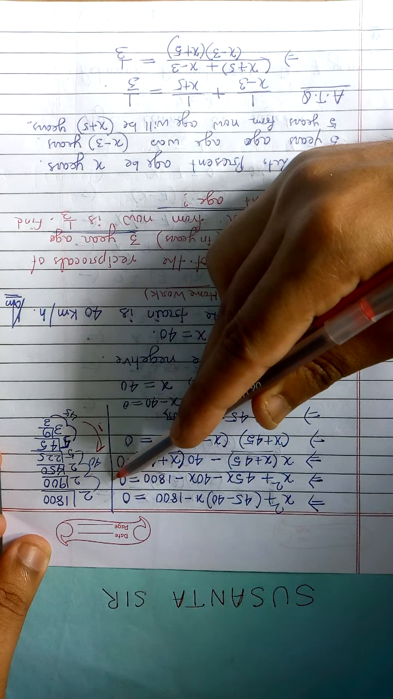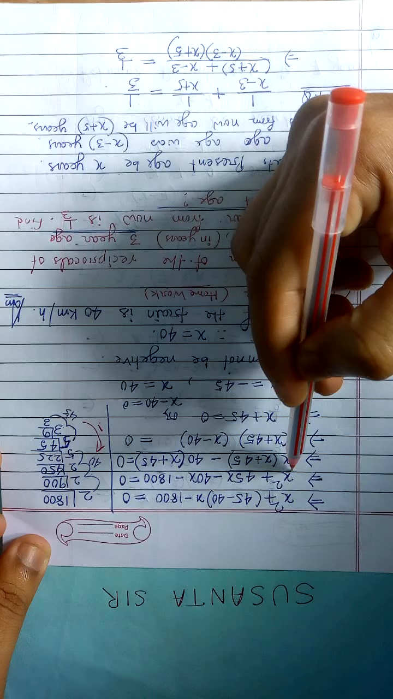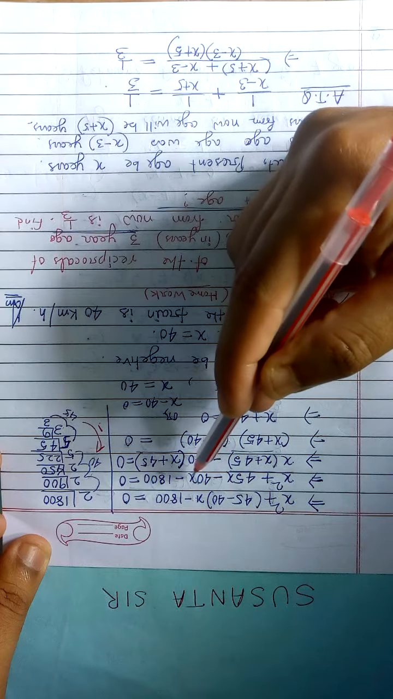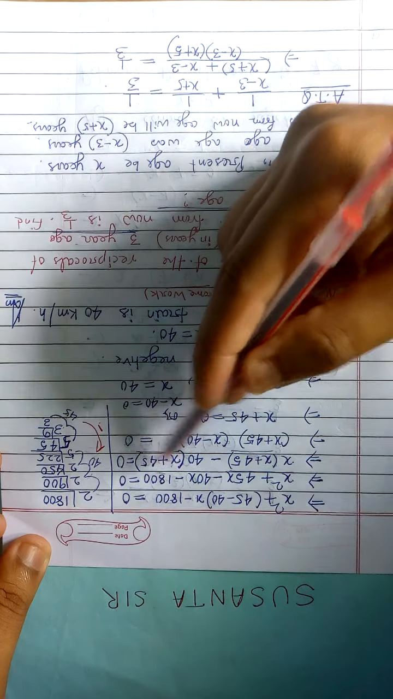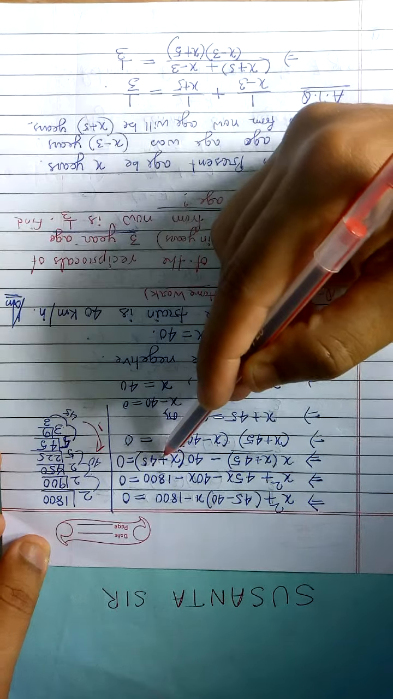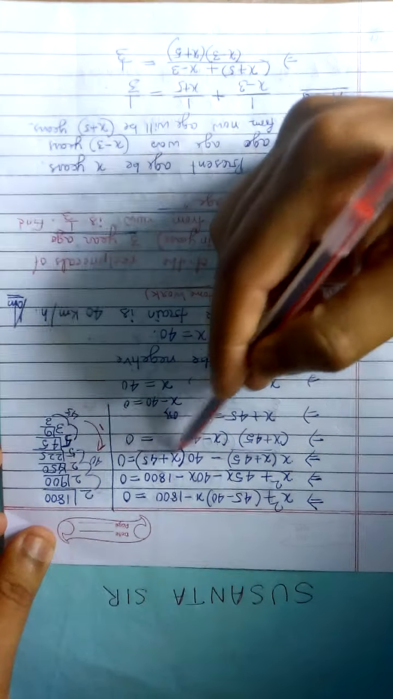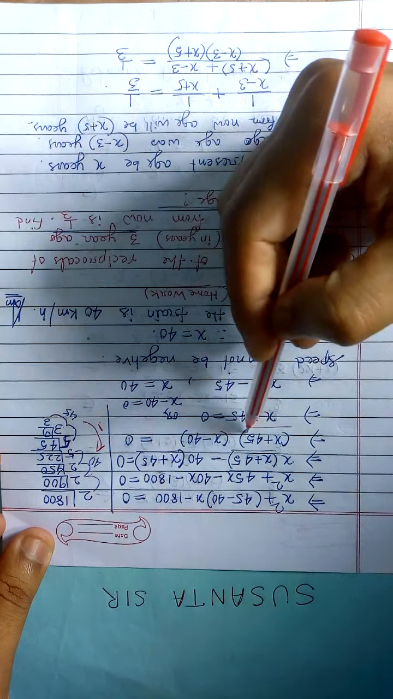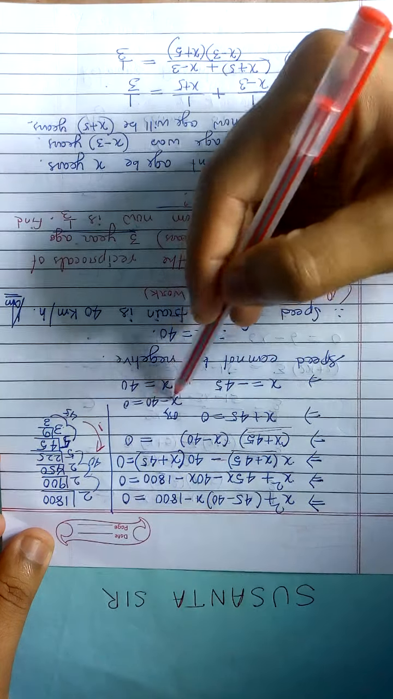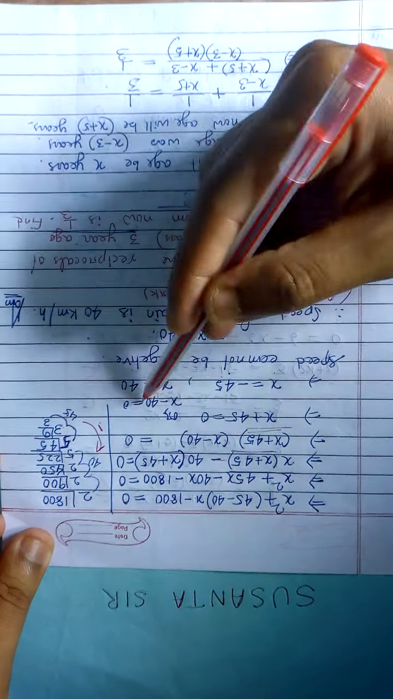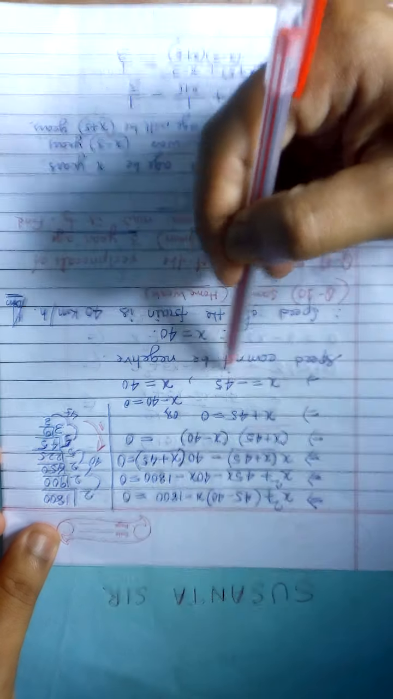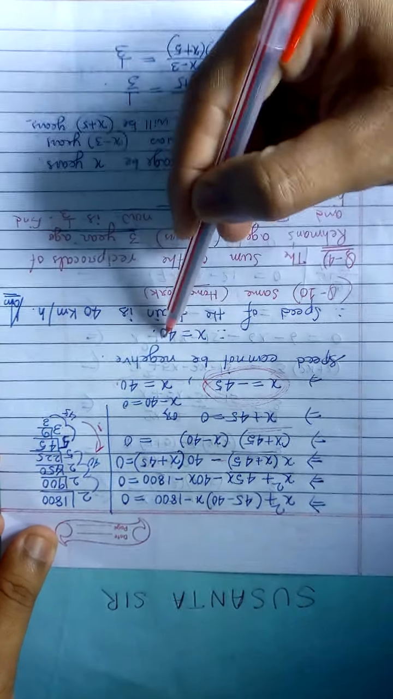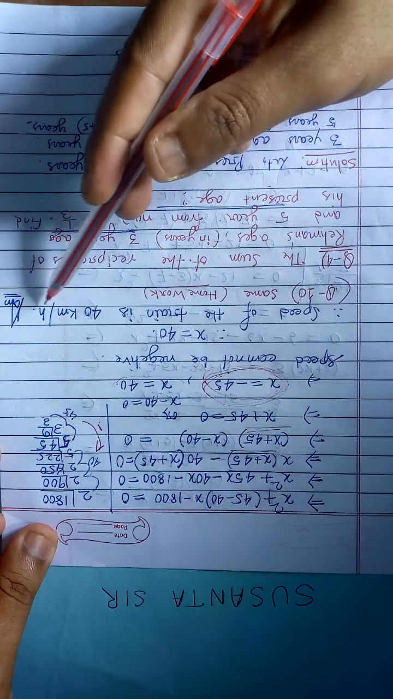Next, take common x from here. If you take common x, that means x plus 45, and if you take common minus 40, x plus 45, because we are taking common minus. Now x plus 45 is common, remaining is x minus 40 equal to 0. Therefore x plus 45 equal to 0 and x minus 40 equal to 0. From here x equals minus 45, from here x equals 40, and the speed cannot be negative. That means it is not possible, therefore the possible value is x equal to 40. Therefore the speed of the train is 40 km per hour.